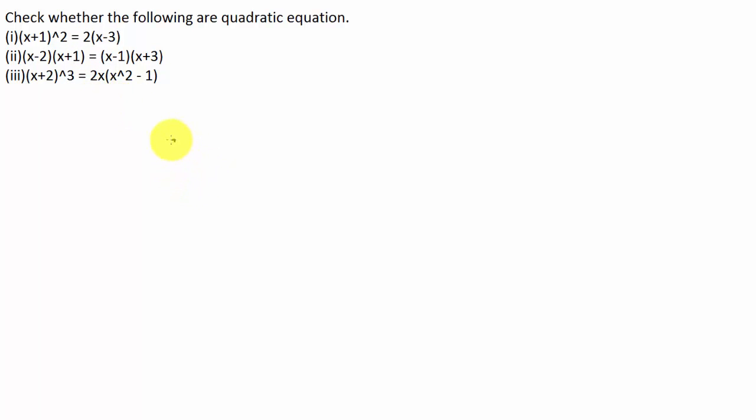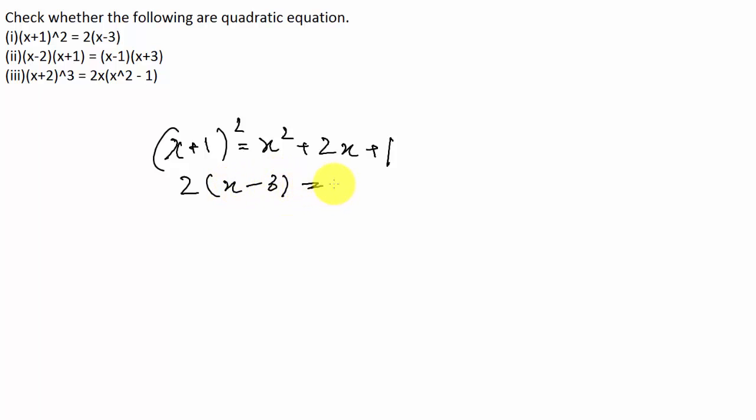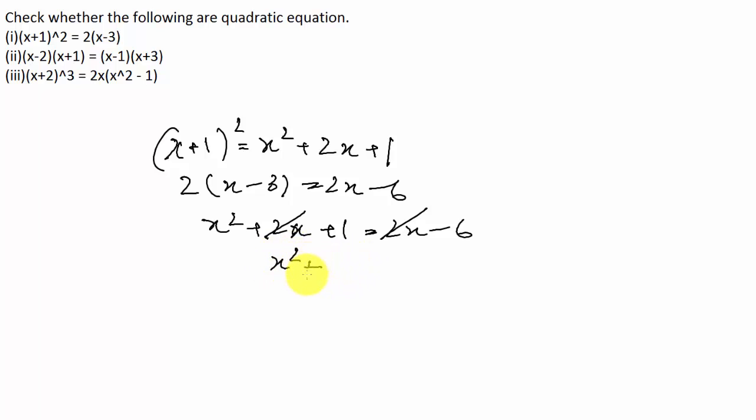Now x plus 1 whole square. What is x plus 1 whole square? It is equal to x square plus 2x plus 1. Now what is 2 into x minus 3? It is equal to 2x minus 6. So x square plus 2x plus 1 is equal to 2x minus 6. This and this are going to get cancelled. So x square plus 7 equal to 0. This is your final equation once you simplify this.